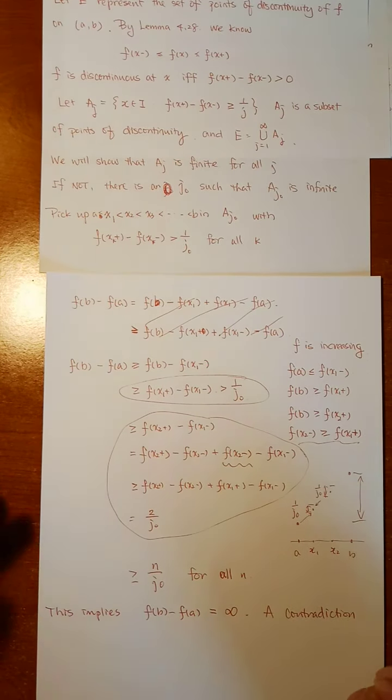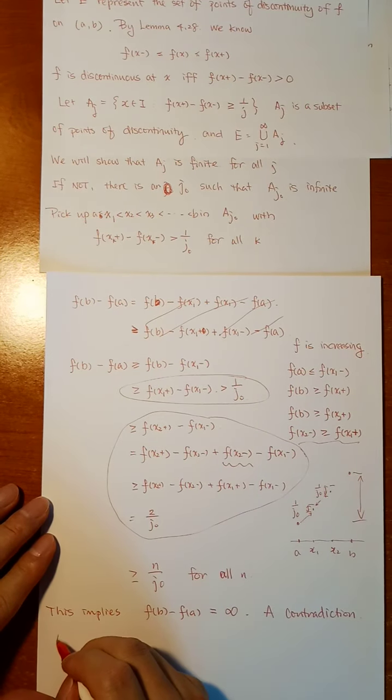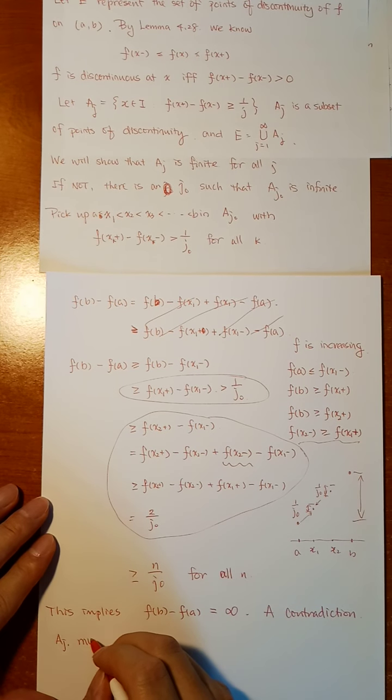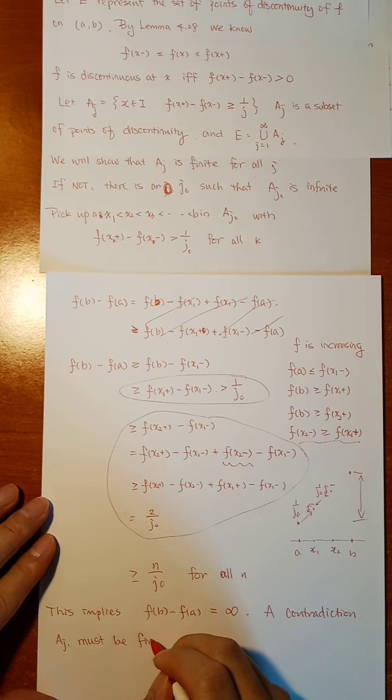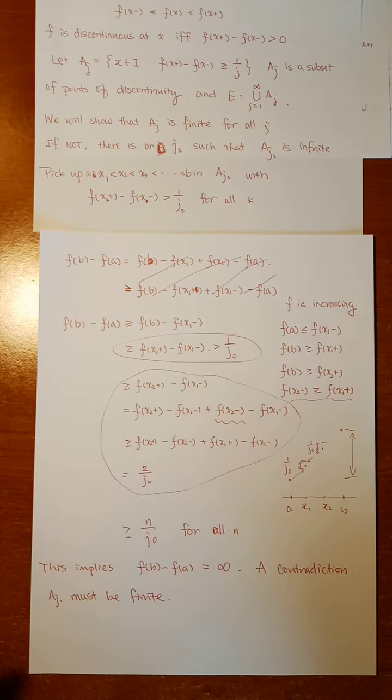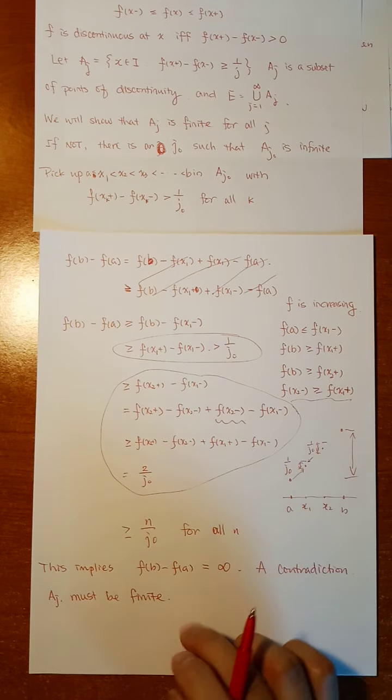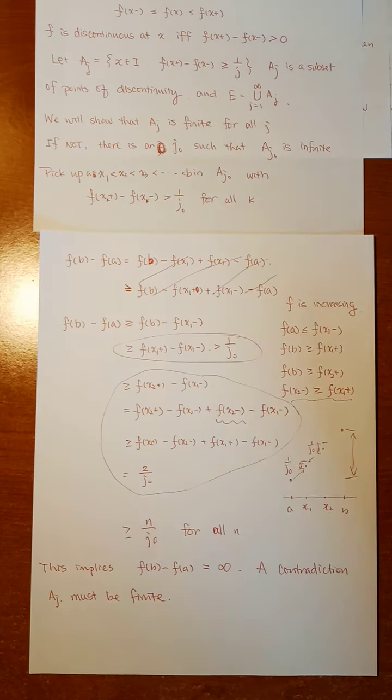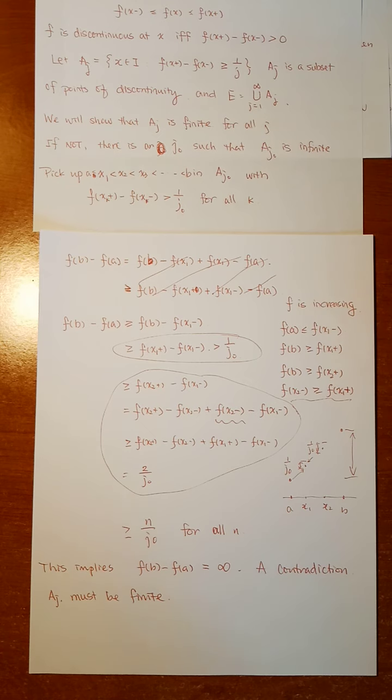Therefore, you cannot have infinitely many, so A_j must be finite. That's the conclusion. A_j is finite, then E is at most countable, and f will have at most countably many points of discontinuity. All right, so that's that.